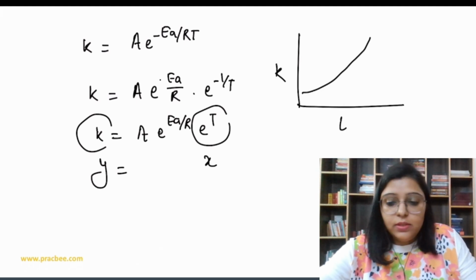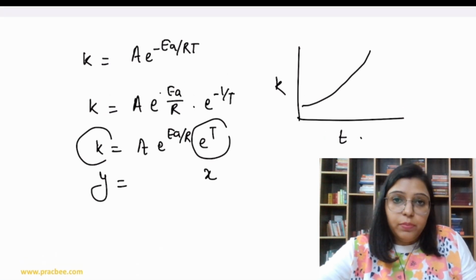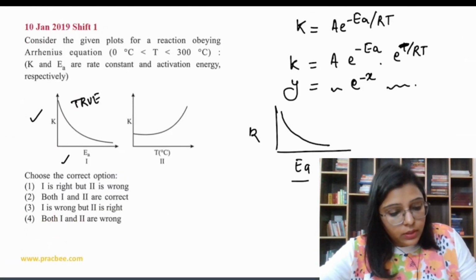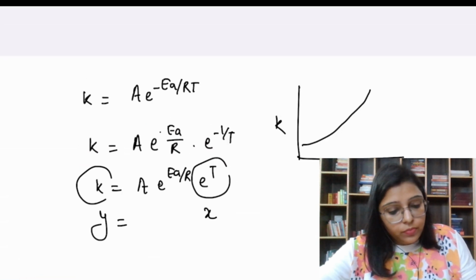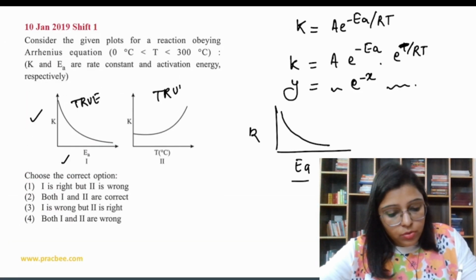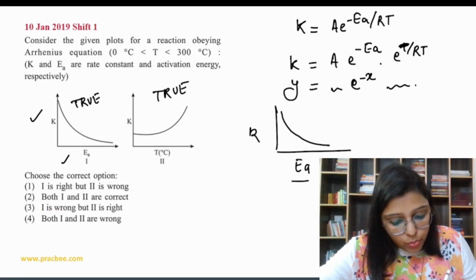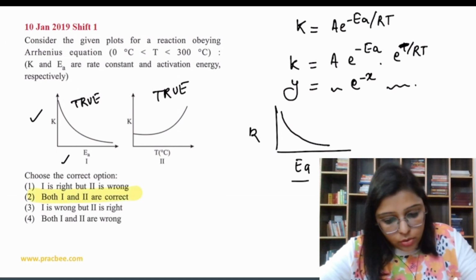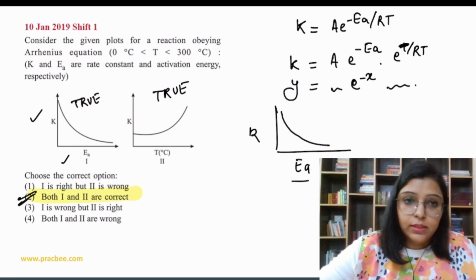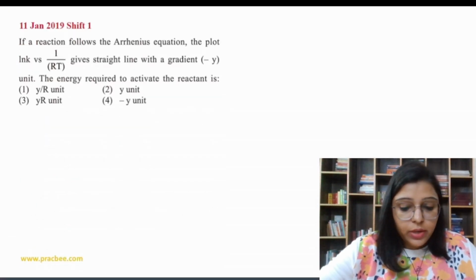Okay, so the K versus T curve, the temperature curve, is this. So it means this is also true. So we can say that both 1 and 2 are correct. So option B is going to be the correct answer. Okay. Now let's do the next question.